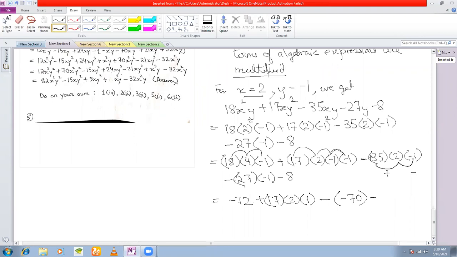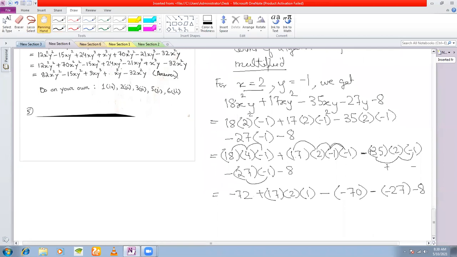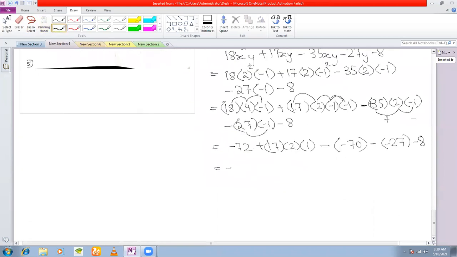And now here you have a minus sign. You have a plus 27. This plus 27 and minus 1 will combine to give you a minus 27. Minus 8. Okay. So now this is minus 72, and 17 into 2 into 1 is 34. Minus and minus will combine to give you a plus sign.